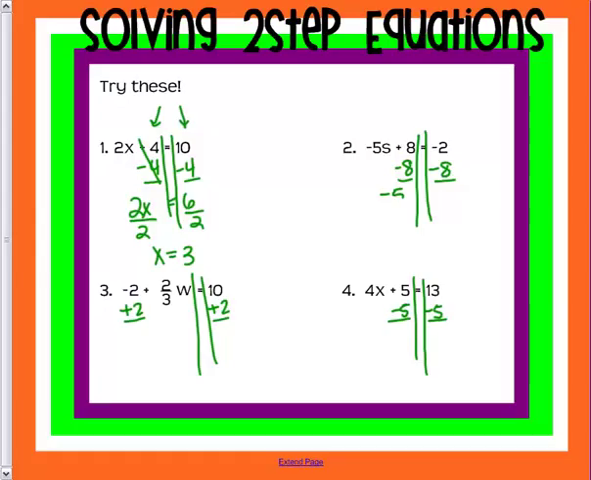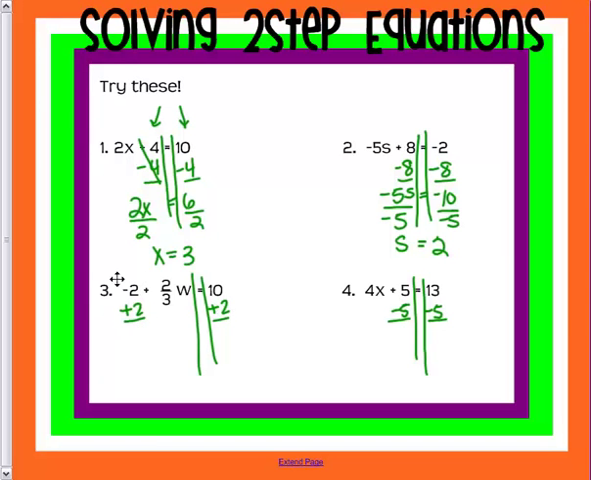Over here, we're left with a negative 5x because I'm taking away 8 from both sides. On this side, I'm left with a negative 10 because negative 2 and negative 8 together make negative 10. I'm going to divide by negative 5 on both sides, and a negative divided by a negative is a positive, and 10 divided by 5 is 2.